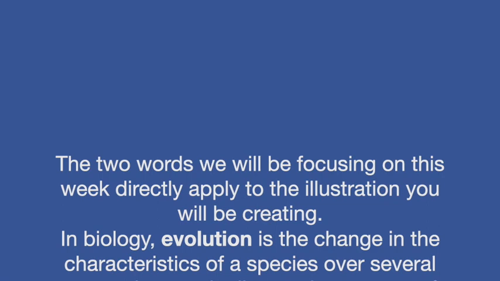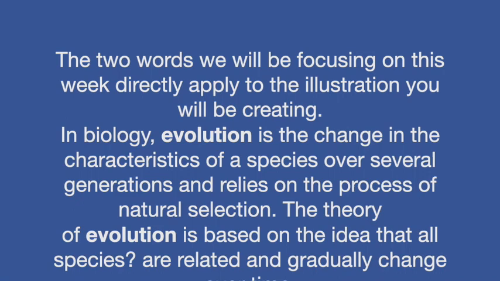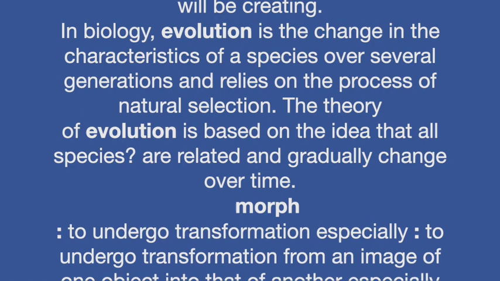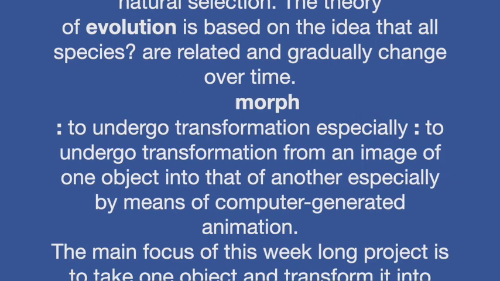The two words we will be focusing on this week directly apply to the illustration you will be creating. In biology, evolution is the change in characteristics of a species over several generations and relies on the process of natural selection. The theory of evolution is based on the idea that all species are related and gradually change over time. The other word is morph, to undergo transformation, especially to undergo transformation from an image of one object into that of another.